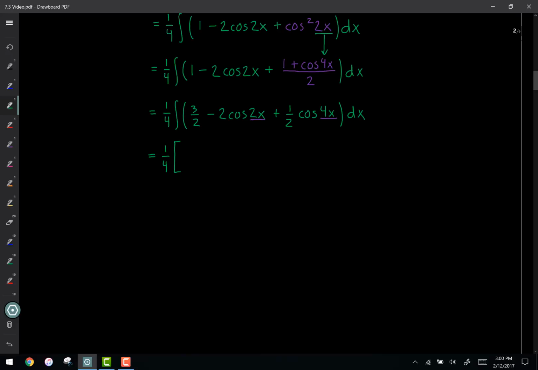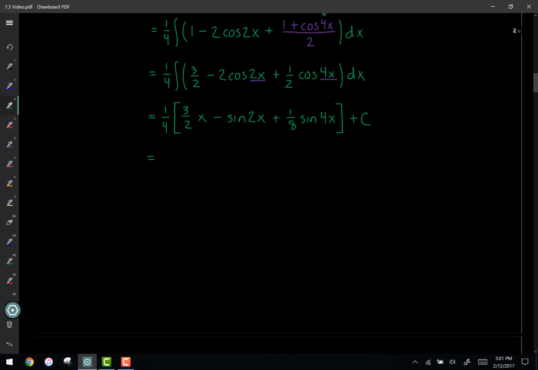So the antiderivative of a constant, so 3/2 x, this negative 2 cosine 2x is going to integrate as negative sine 2x. Okay, let's just take a derivative really quick and make sure we do this right. So the derivative of sine is cosine, so that's good. And then the chain rule says take the derivative of 2x and multiply by that. So that's where that 2 comes from. So we're good. And then lastly, this guy is going to be 1/8 sine of 4x plus our integration constant.